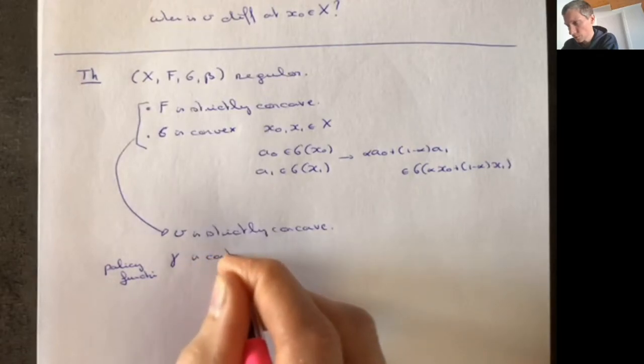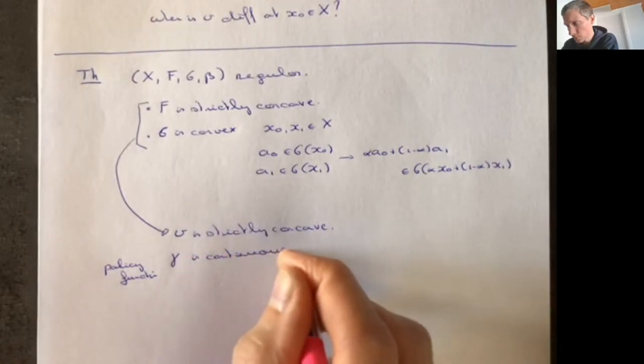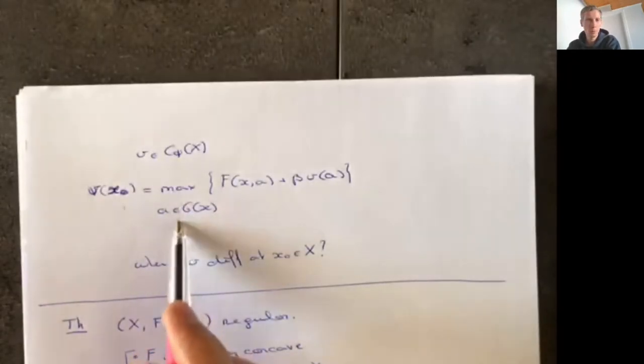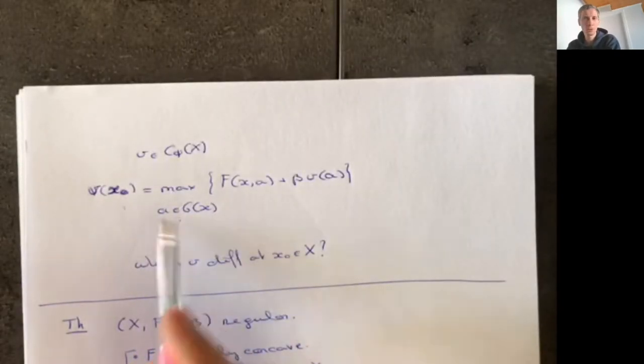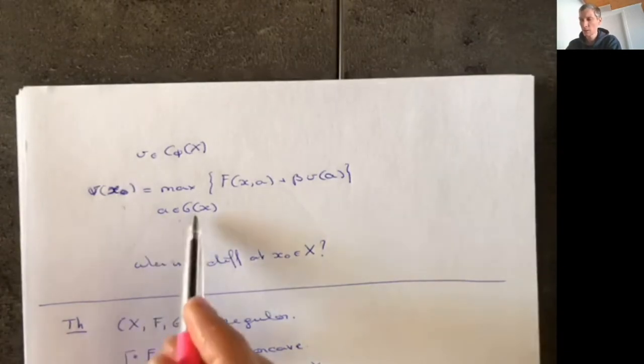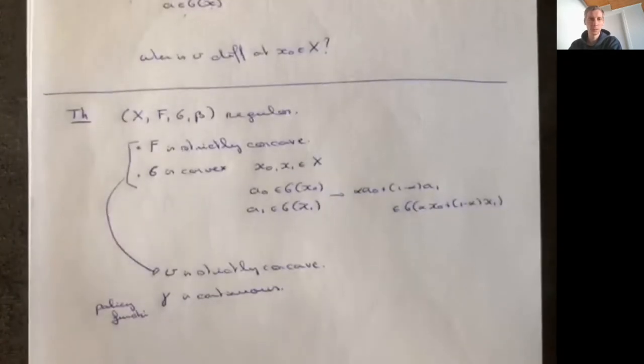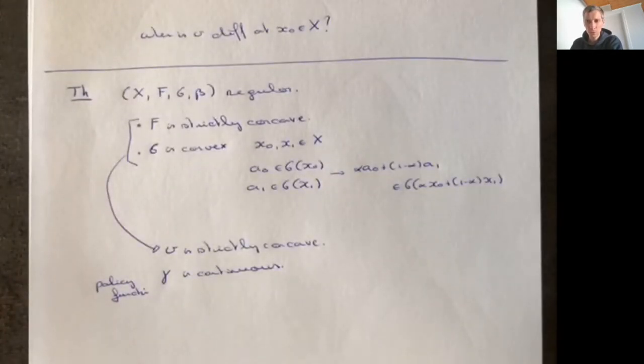Which is continuous. Okay, so this solves by strict concavity. If I solve this problem, I will have a unique solution. This unique solution will give me a continuous function that says at every x, what's the best thing to do? Okay, so this is just repetition of the previous lecture.